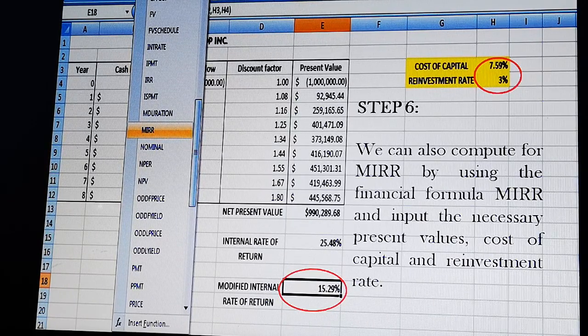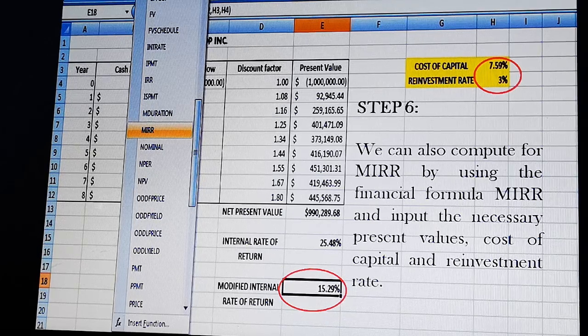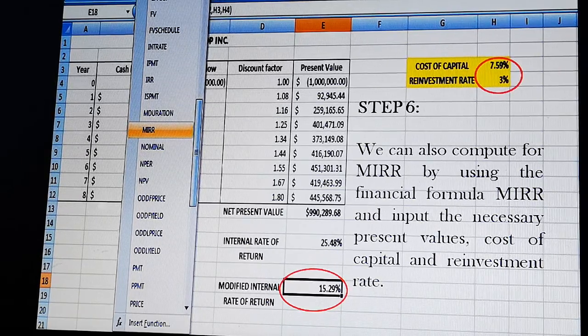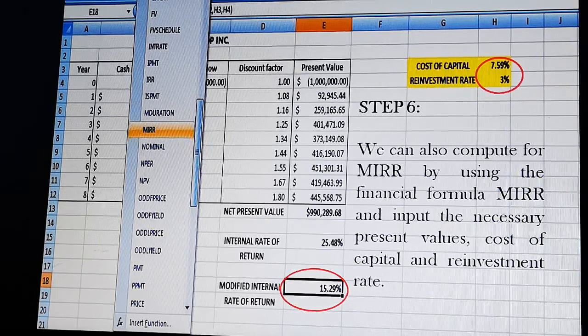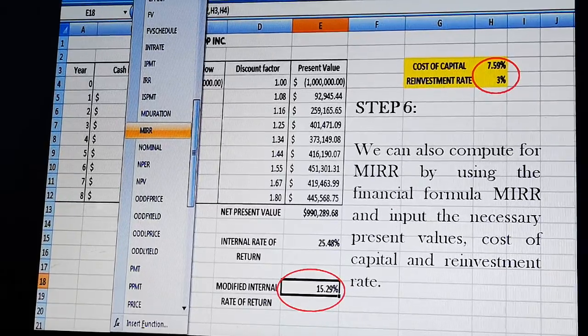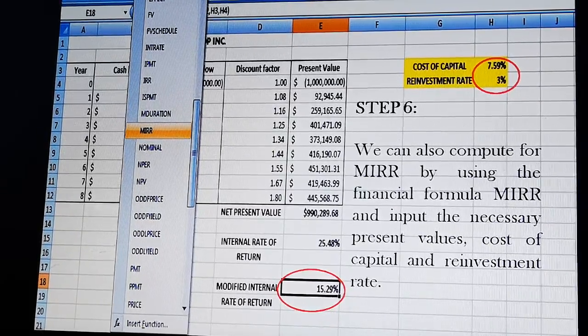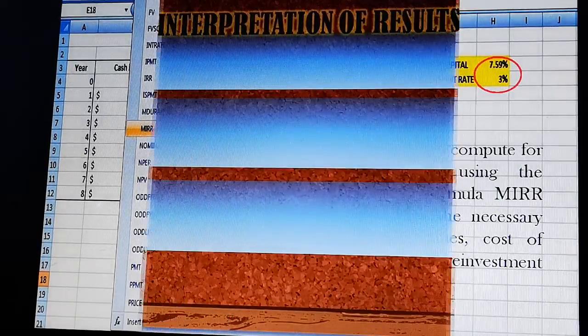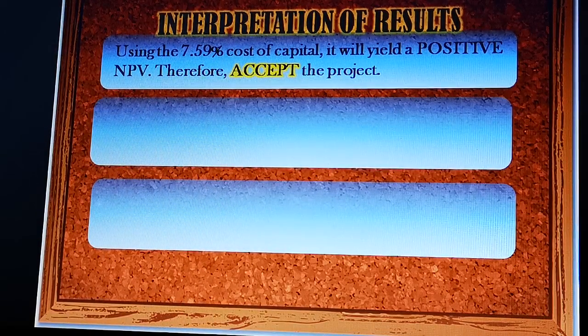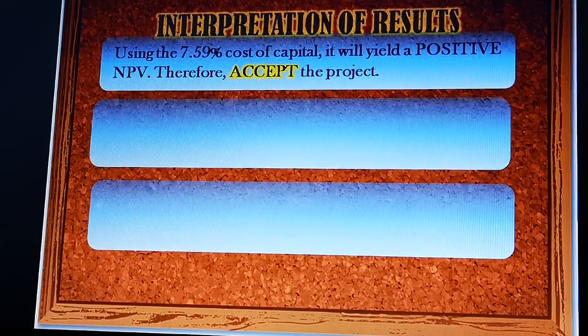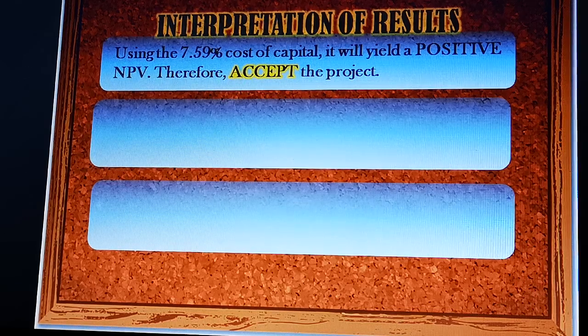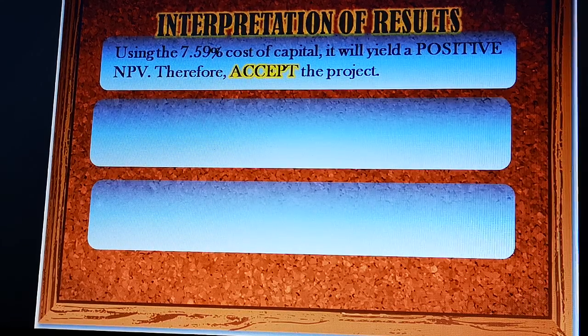15.29%. So we use a modified internal rate of return so that the discount rate equates the present value of the project's future free cash flows with the terminal value of the cash inflows, in the assumption that all free cash flows over the life of the project can be reinvested at some interest rate until the termination of the project. For the interpretation of the results, using the 7.59% cost of capital for United States, it will yield a positive net present value. Therefore, we can accept the project.